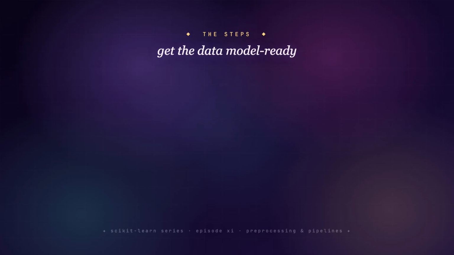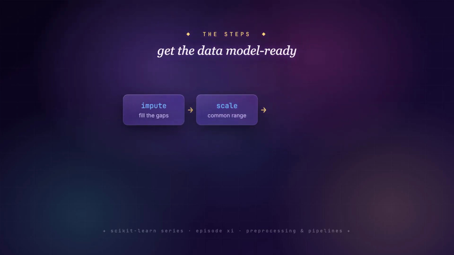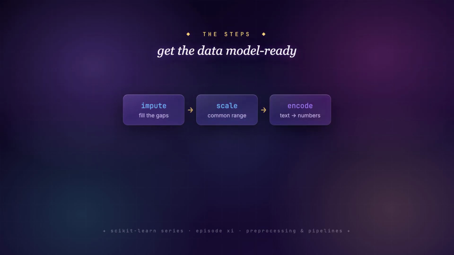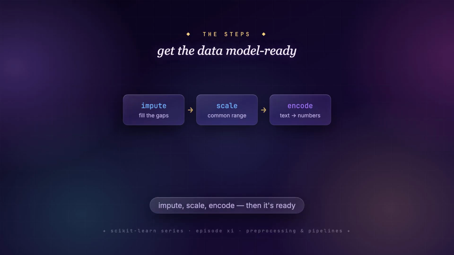So we line up pre-processing steps. Fill in the missing values, that's imputation. Put the numbers on a common scale, that's the standard scaler we keep using. And turn each category into numbers the model can read, that's encoding. Only after all of that is the data truly model ready.